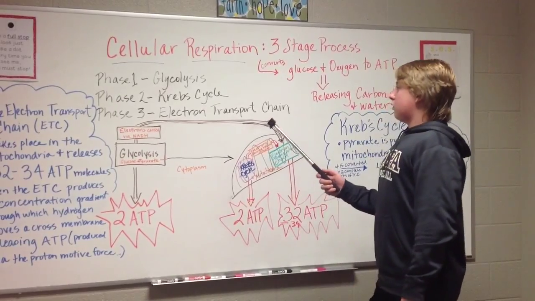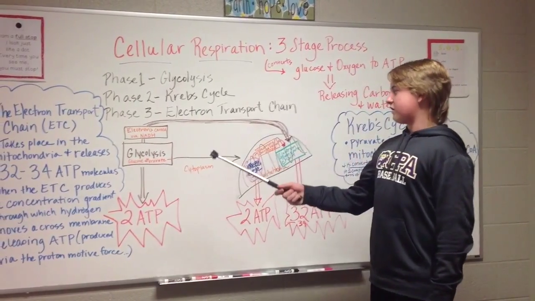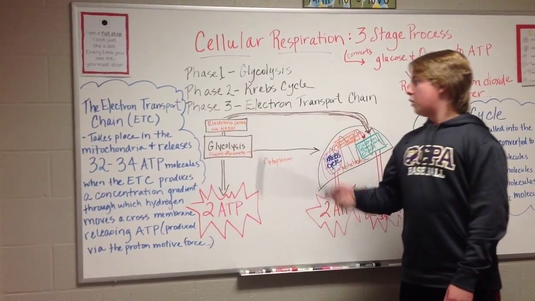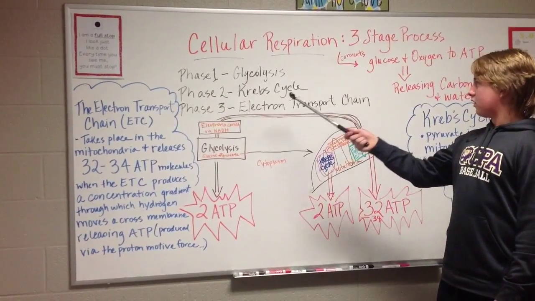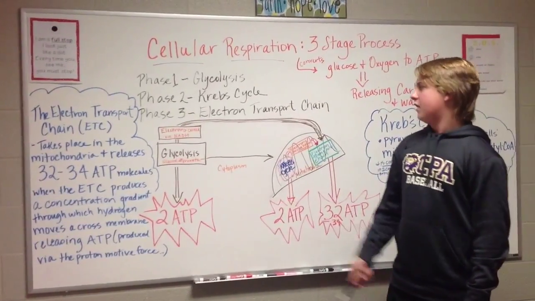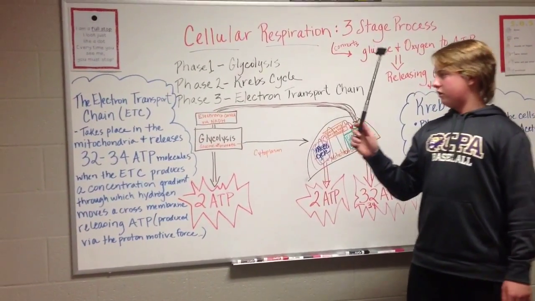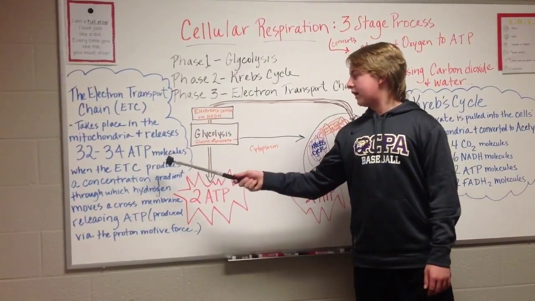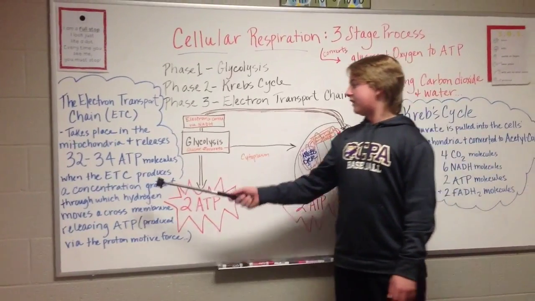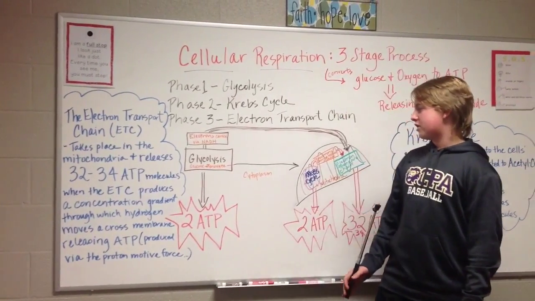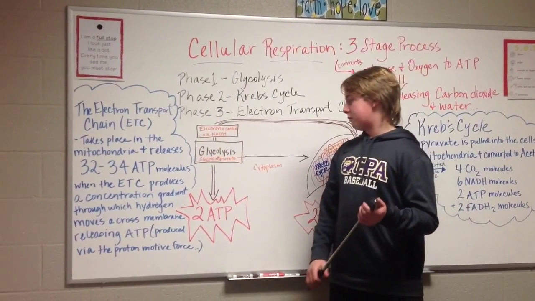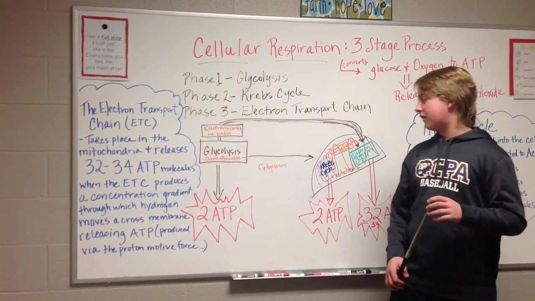After the Krebs cycle is completed, the electron transport chain begins, which is phase 3 of cellular respiration. The electron transport chain takes place in the mitochondria and releases 32 to 34 ATP molecules when the ETC produces a concentration gradient through which hydrogen moves across the membrane, releasing ATP.